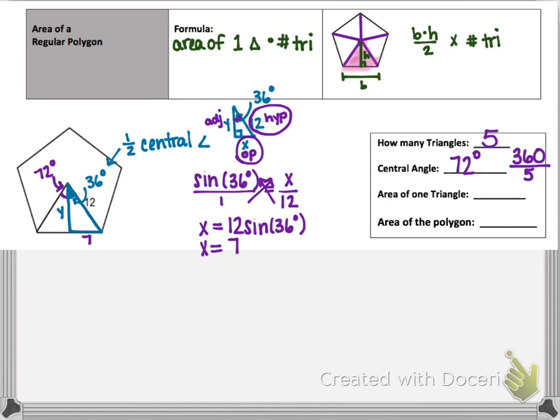Now let's go ahead and find Y. So we'll do that in green. So Y is my adjacent side. The only other one that I have a number for is my hypotenuse. So adjacent and hypotenuse, that's going to be cosine. So I have the cosine of 36 degrees over 1 equals adjacent over hypotenuse, so Y over 12.